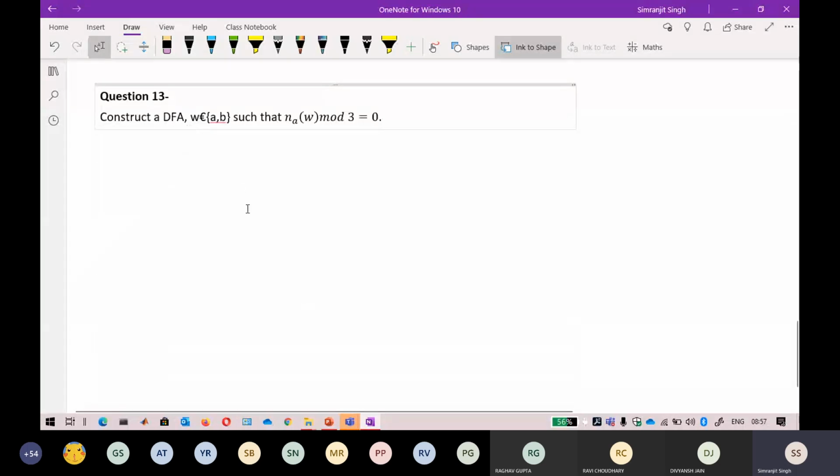But just try this 13th question, and in the end I will wrap up all the concepts in one thing. Okay, so just do it. This is your last question of this type.